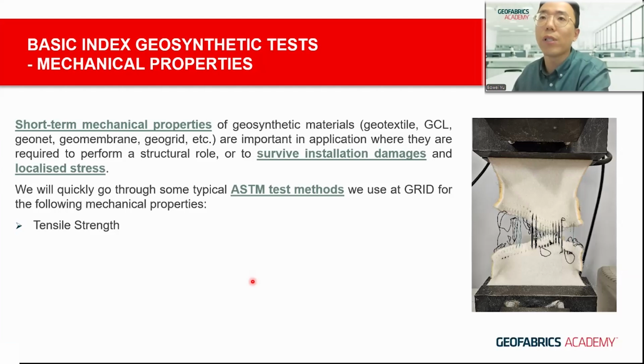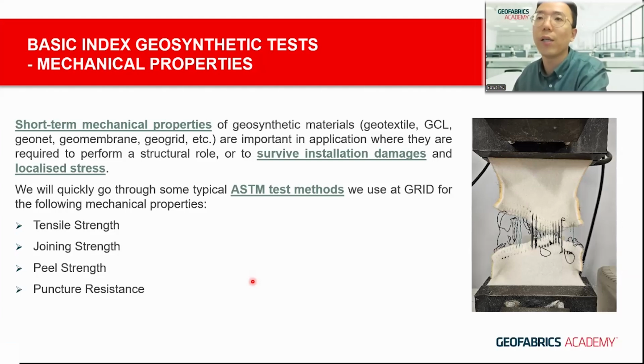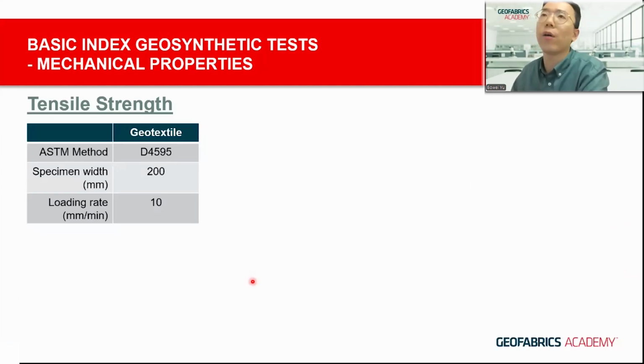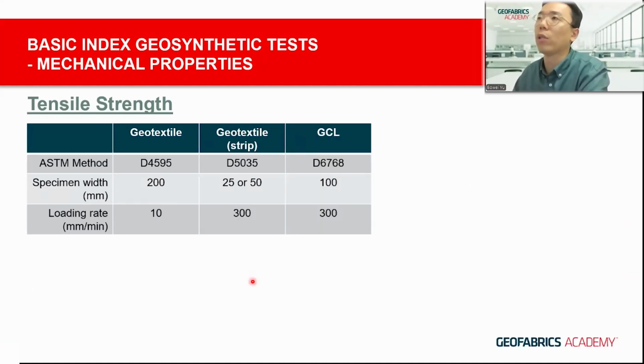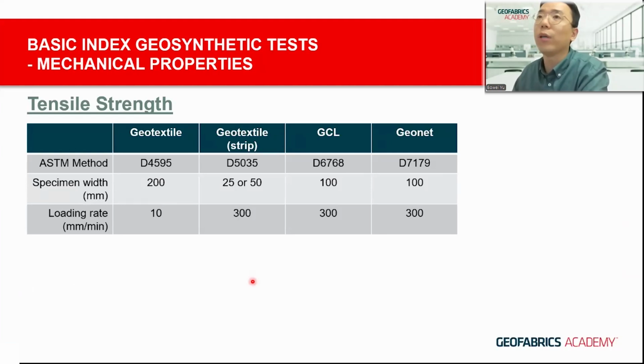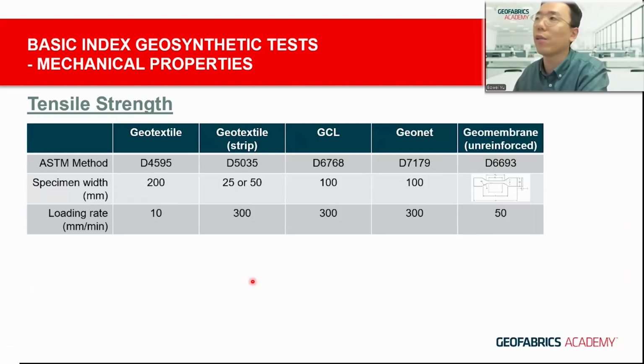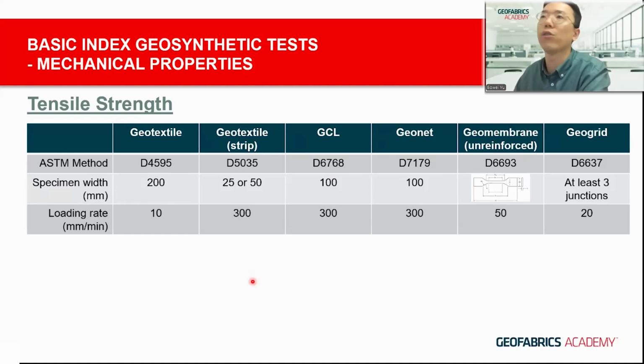The following few slides we will quickly go through, including the tensile strength, the joining strength, tear strength, puncture resistance, and compressive strength. Let's first talk about the tensile strength. Note that for different types of geosynthetic material, ASTM does have different, specifically designed test methods for them. For example, the GCL, geonet, geotextile, geomembrane, or the geogrid. They actually have very different test methodologies, which require a different size of specimen or different loading rates to be used during the test.